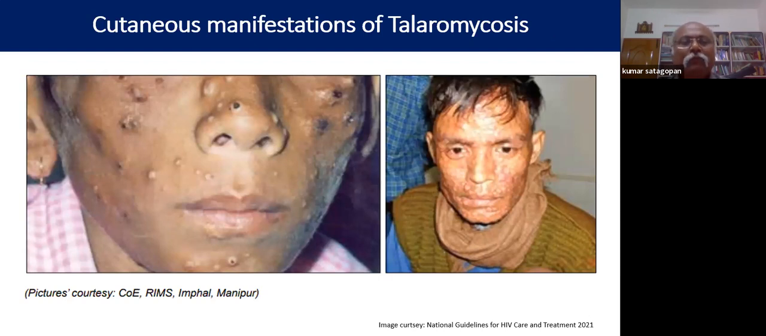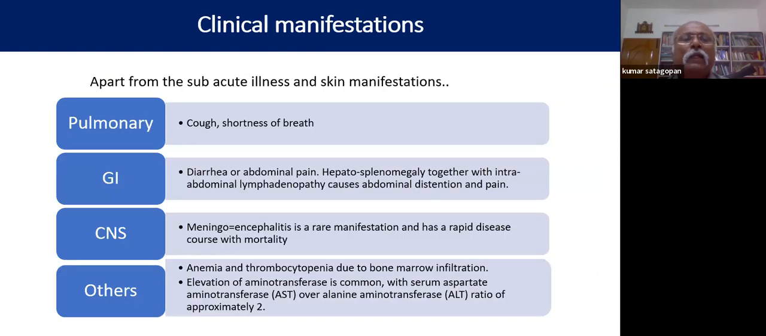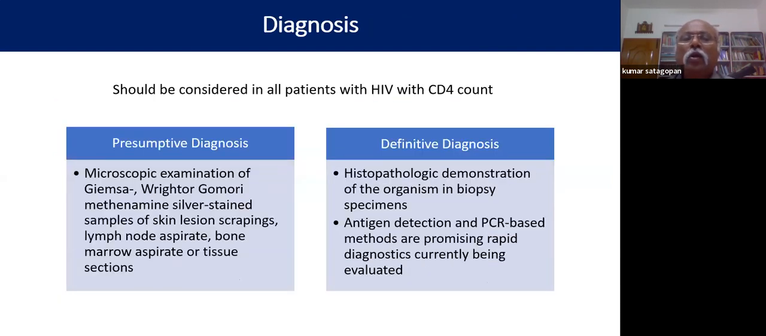Next slide. So this is cutaneous. Then pulmonary is shortness of breath. Diarrhea will be there in GI. CNS, meningoencephalitis, is a rare presentation. Others: anemia, thrombocytopenia, AST elevation, AST to ALT ratio of 2:1. These are all lab parameters. Next slide. So this is only geographical.